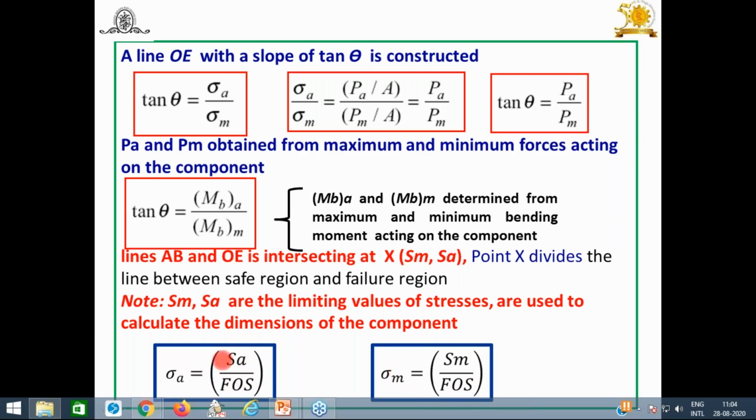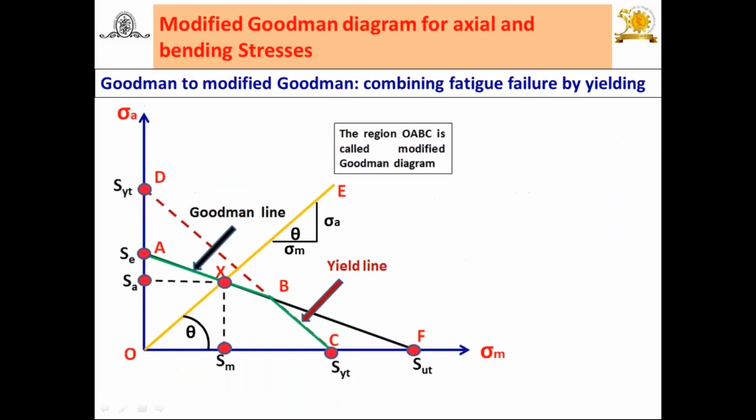The important thing is that you have to find out Sa and Sm, or sigma a or sigma m, for that load or bending moment or the torsional moments also. But this is the case of axial load and bending. The diagram I have shown today, plotted O, A, B, C, is applicable only for axial and bending stress. Or you can say it's a modified Goodman diagram for axial and bending stress.